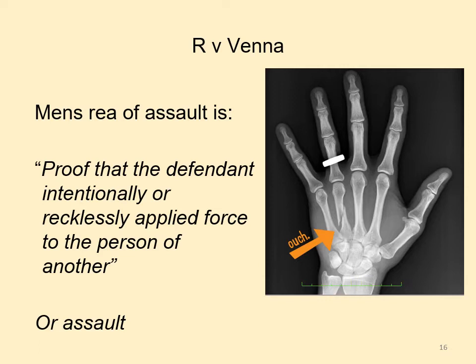So the mens rea case for assault is also the mens rea case for battery, which is quite useful, and it's a case called R v Venner. And the mens rea for assault is proof that the defendant intentionally or recklessly applied force to another person. And it also says that it's the same mens rea for assault. So Venner says, this is what you need to take down, Venner says that recklessness is sufficient for an assault.